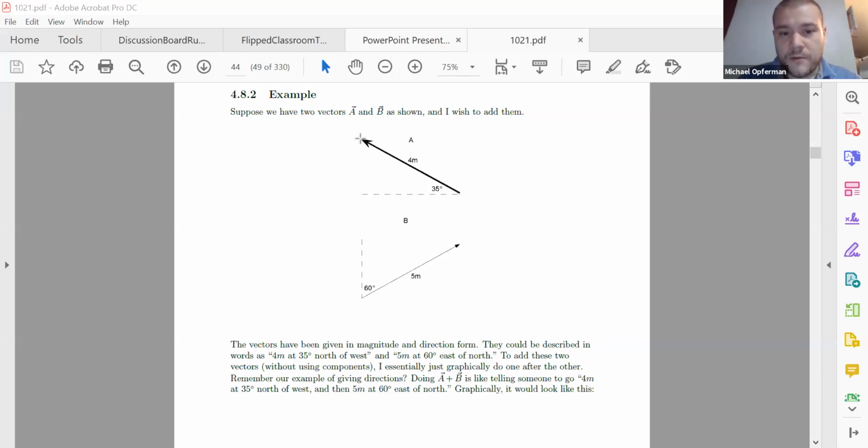So let me just draw, through the magic of Zoom here, my vectors like that so that I can just grab them and move them around. All right, so let's draw a coordinate system over here.